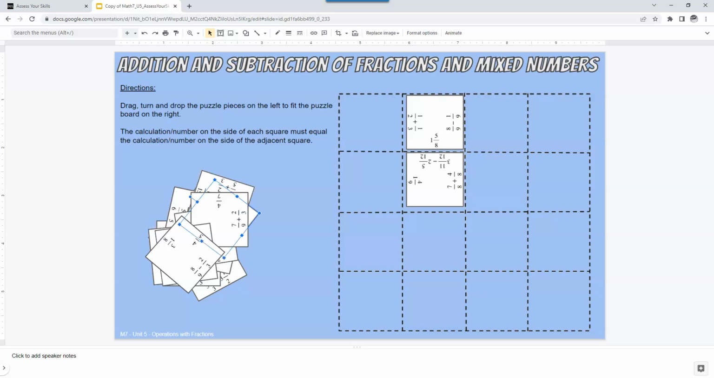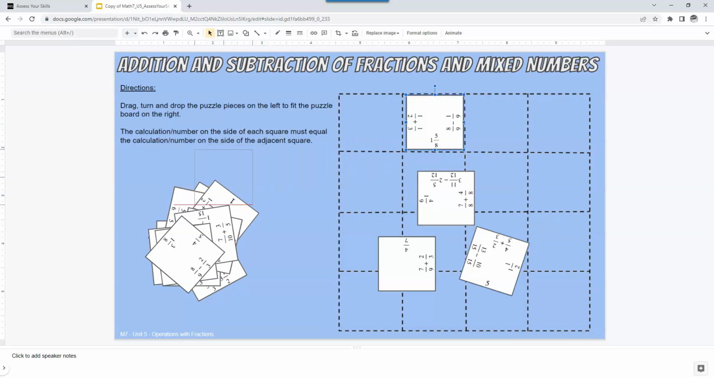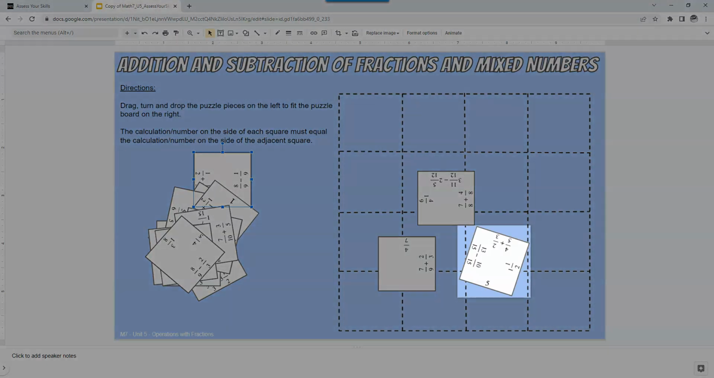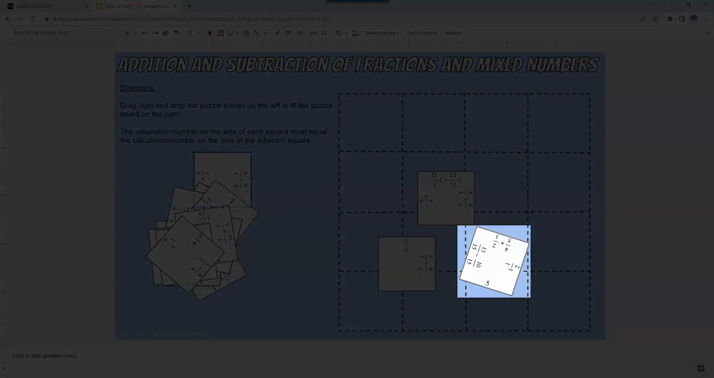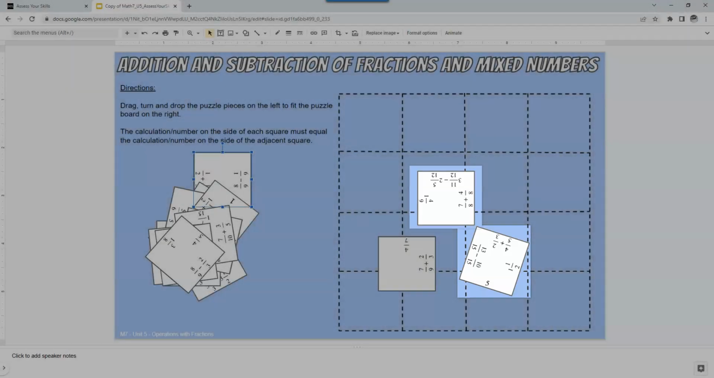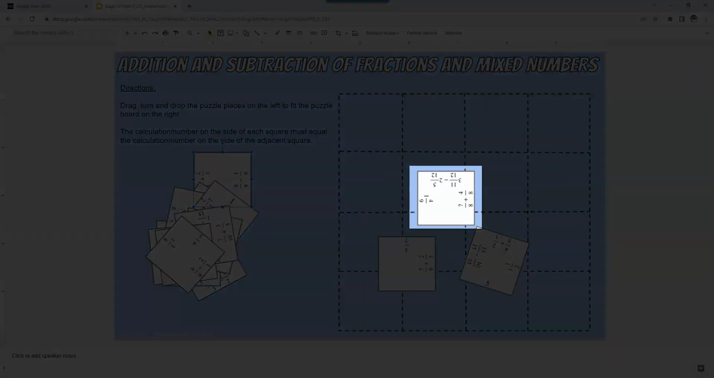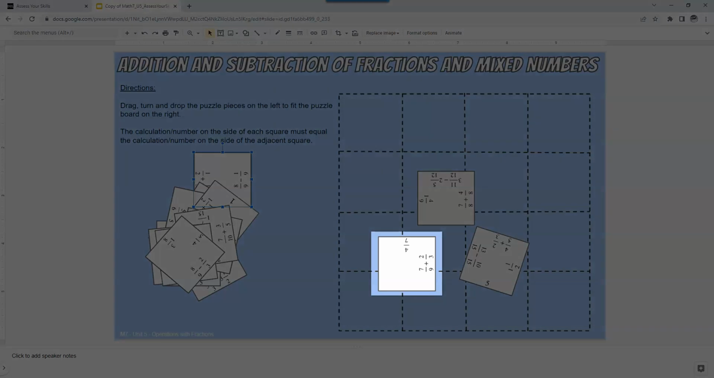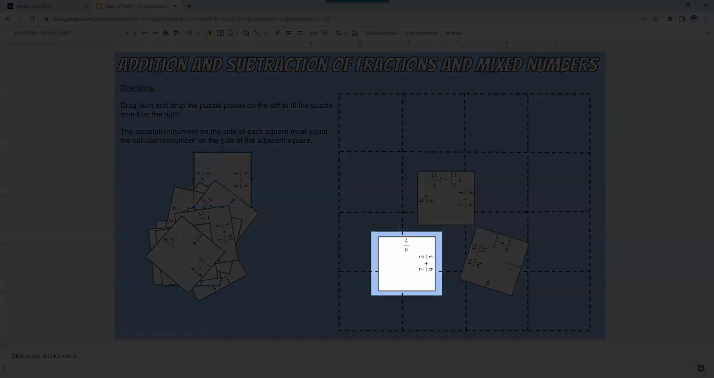At this point, I just want to drag out another couple of pieces for a reason. I'm going to drag out this one, and I'm going to drag out this one. I'm going to put this one back for a second. If you're being observant, you will have noticed that some squares have answers or calculations on all 4 sides. Some have 3. And there are a few puzzle pieces with only 2.